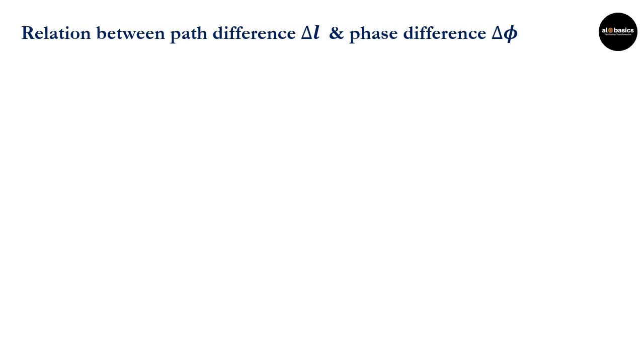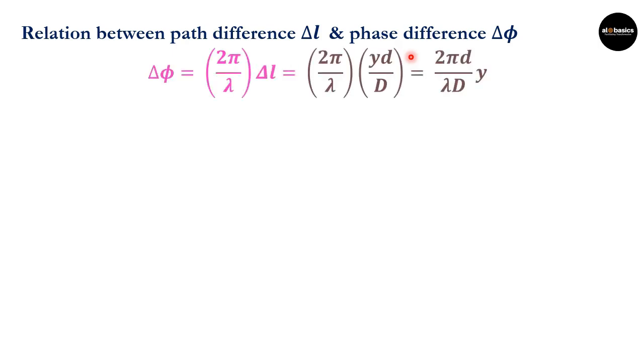As path difference is associated with any bright point or dark point, so too is phase difference associated with it. So let us discuss the relation between path difference and phase difference. Phase difference delta phi is given by 2 pi by lambda into path difference. We have seen path difference is given by y d by capital D. So we can find the phase difference by using this. We get 2 pi d upon lambda D into y. So using this, we can find the phase difference.